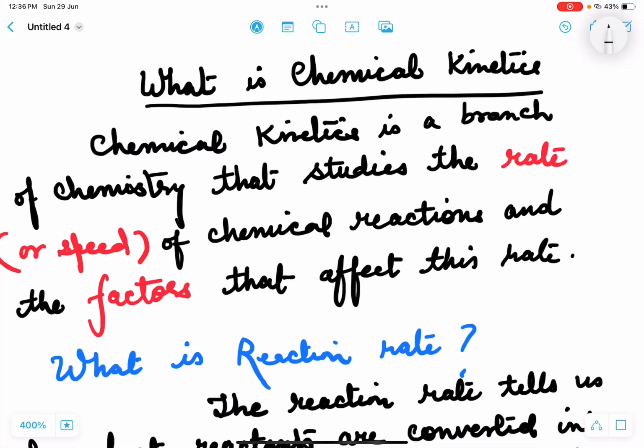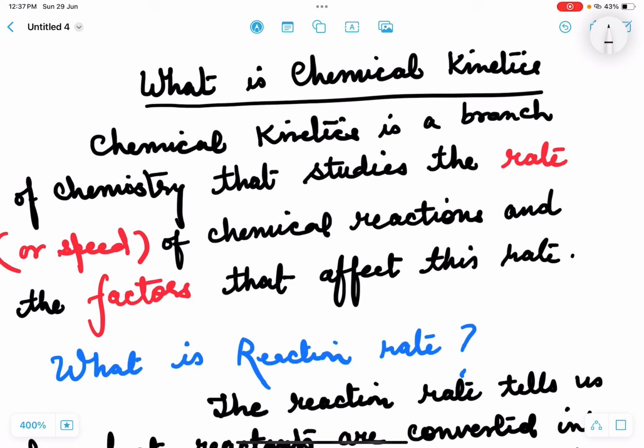Introduction of chemical kinetics. What is chemical kinetics? Chemical kinetics is actually a branch of chemistry that studies the rate or speed of chemical reactions. What does it mean? It means how fast or how slow a chemical reaction proceeds. And what else? It also covers the factors that affect this rate.